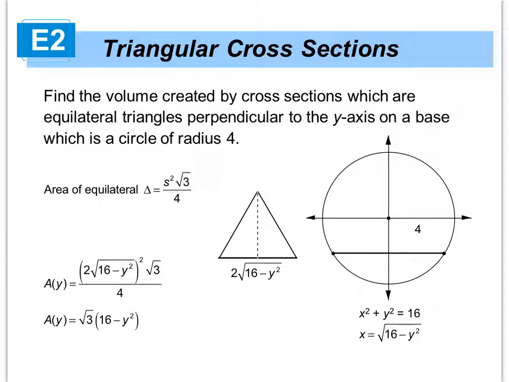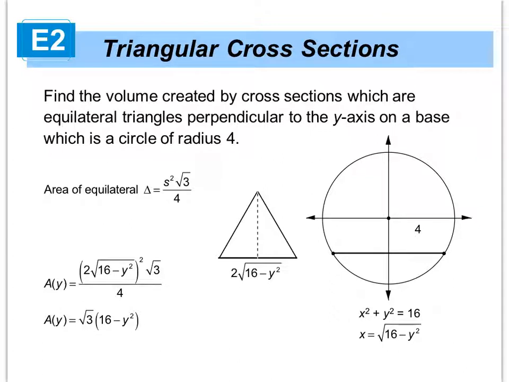Okay, and then we have one more. Find the volume that is created by cross sections, which are equilateral triangles, perpendicular to the y-axis, on a base, which is a circle of radius 4. Okay, so this figure all the way to the right is the base of our figure. And then what's happening, this three-dimensional figure that we have, has a whole bunch of equilateral triangles that are coming off of it. And so we're trying to find the volume of that figure.